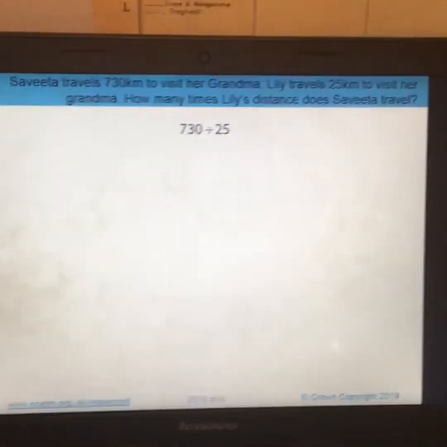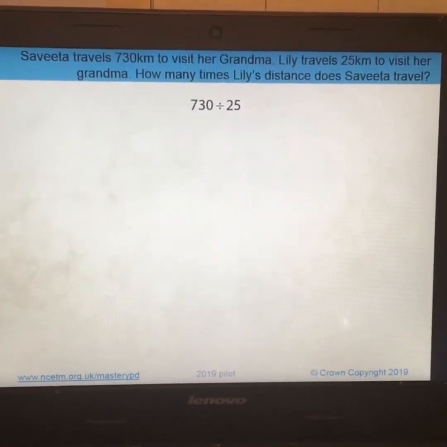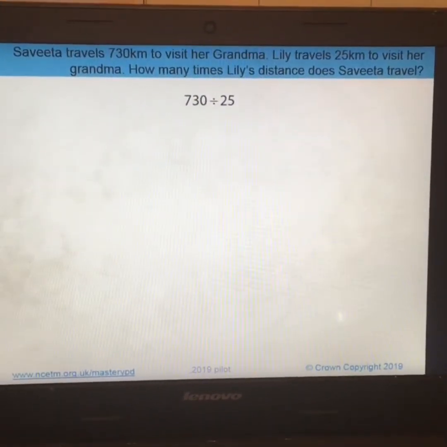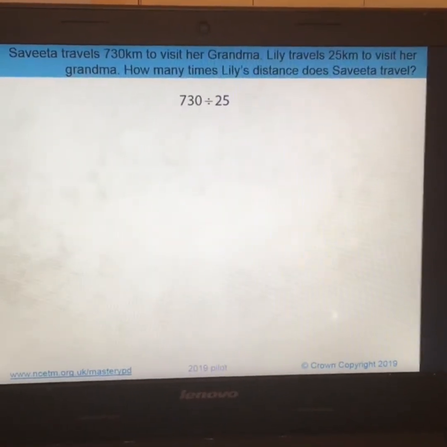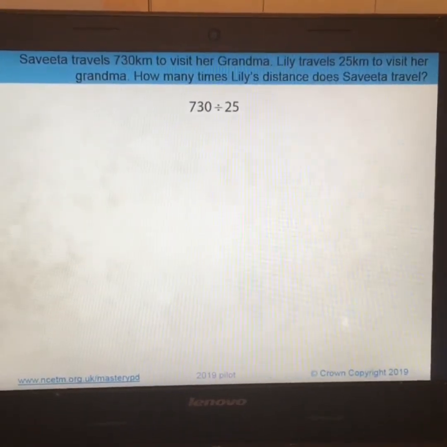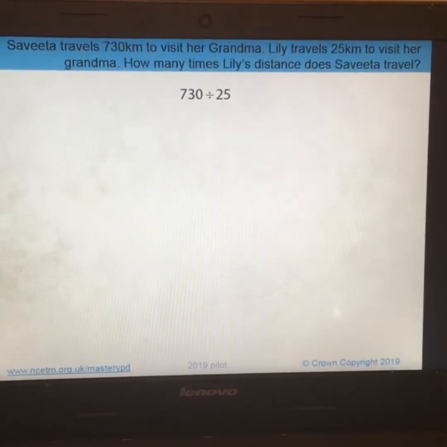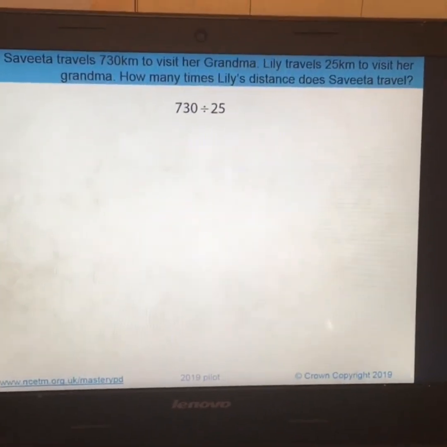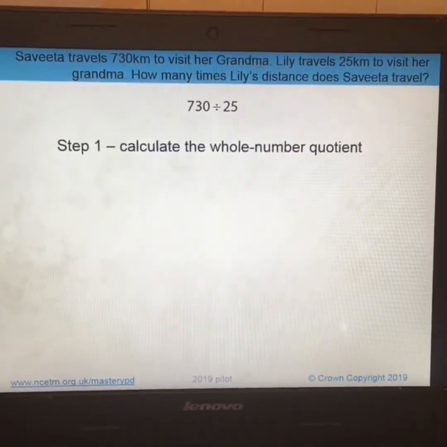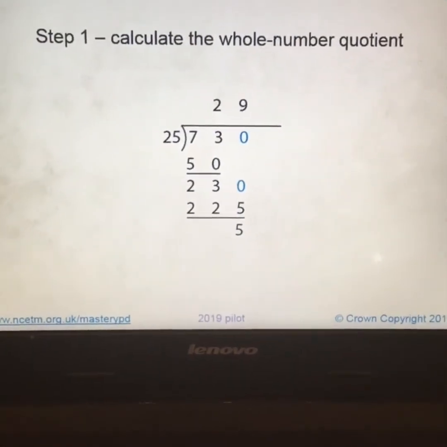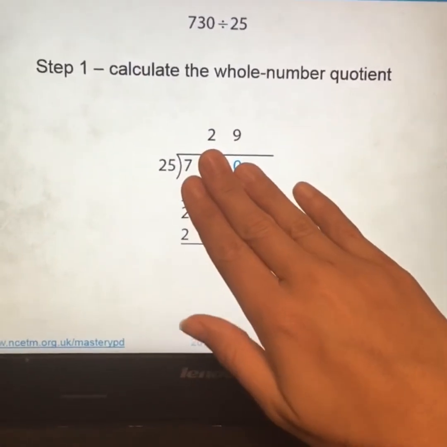Right, next problem then. Savita travels 730 kilometres to visit her grandma. Lily travels 25 kilometres to visit her grandma. How many times Lily's distance does Savita travel? So we need to find out how many times does 25 go into 730. So what's 730 divided by 25?